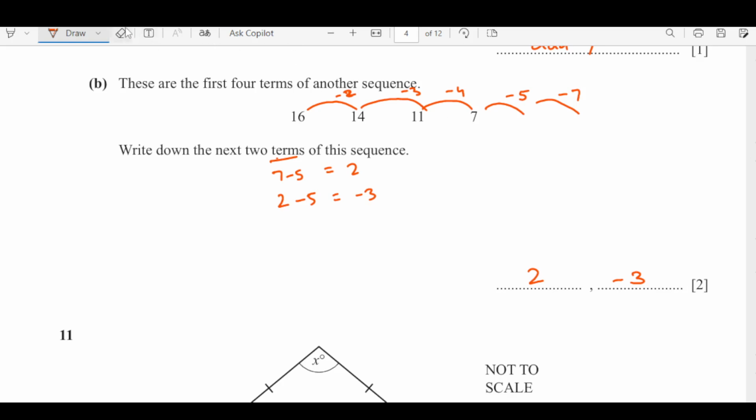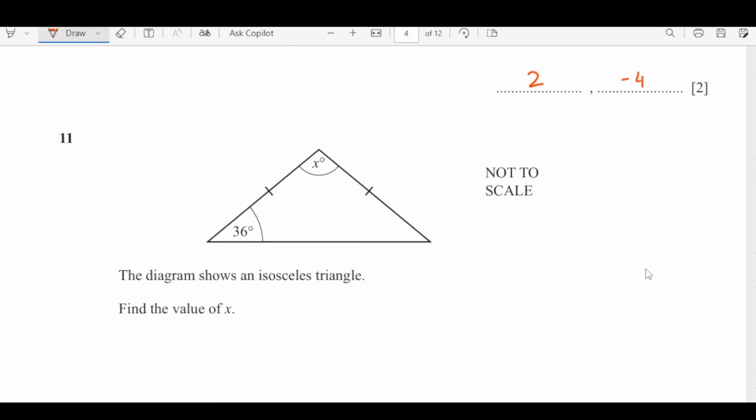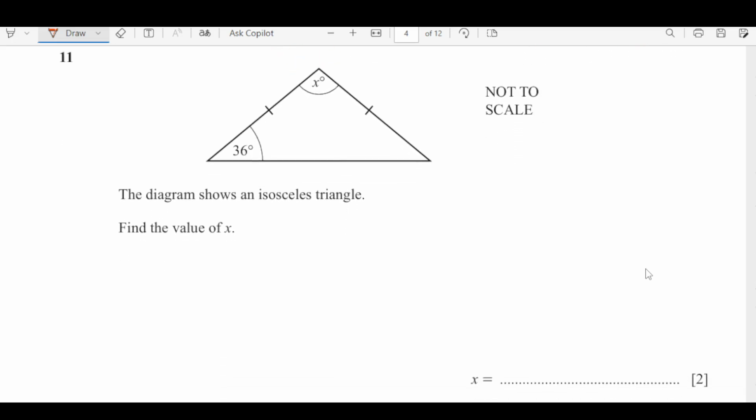Sorry, wait, this one. Once we got this term here, which is 2, then 2 minus... 2, 3, 4, 5, not 7, sorry, this is 6. So 2 minus 6 is negative 4. So this answer is not negative 3, it is negative 4, right?